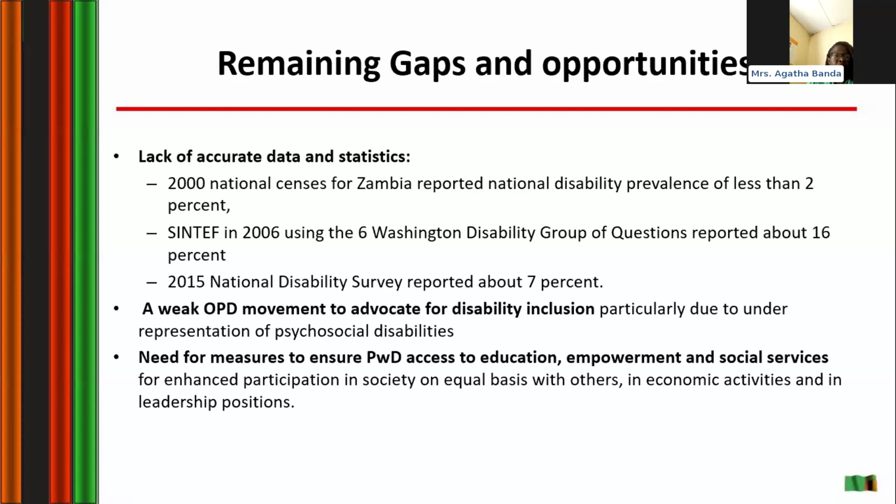Then we have also experienced a weak OPD movement. I know this may sound like a contradiction to what I'd said earlier, but it's not. This is in reference to representation of those with psychosocial disabilities. We see that they are underrepresented, and sometimes they are overshadowed by the main disability types. So there's a weak representation and movement in that sphere.